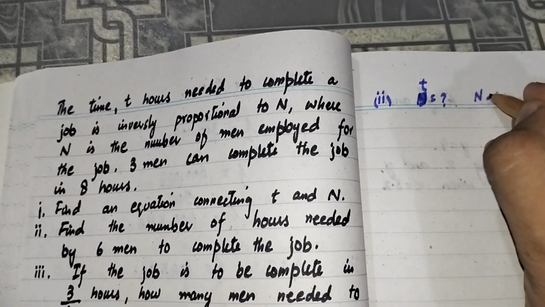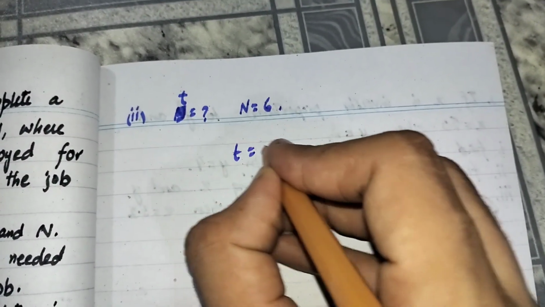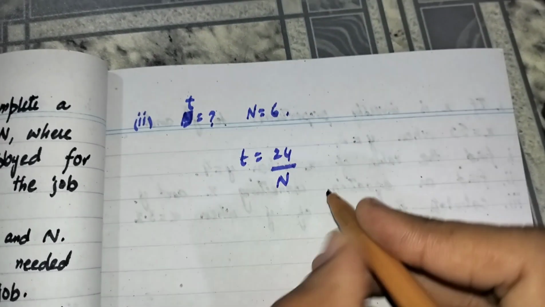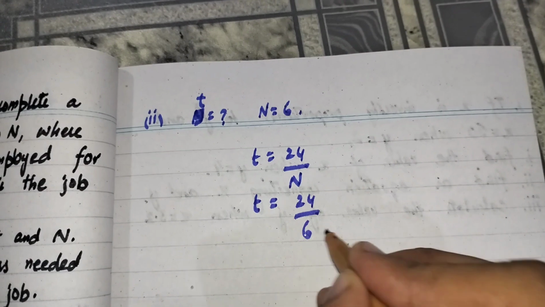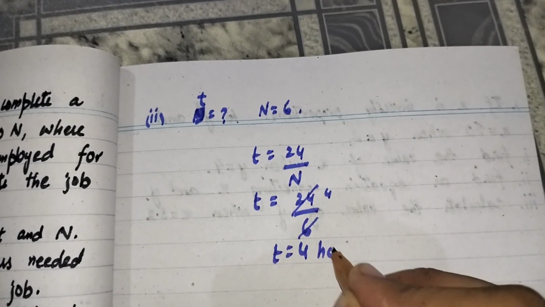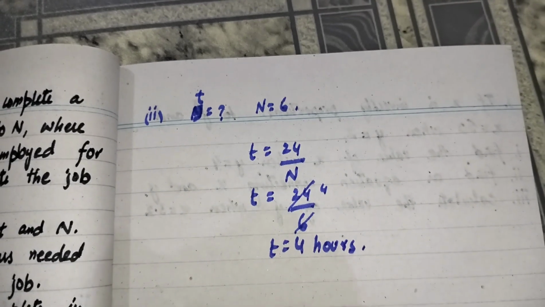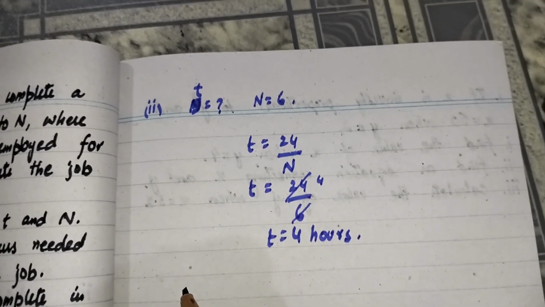So the number of persons is 6. Using the equation t is equal to 24 upon n, we have to find t. 24 upon the value of n, which is 6. So 6 fours are 24. So t will be 4 hours. This means that 4 hours are needed to complete the job by 6 persons.